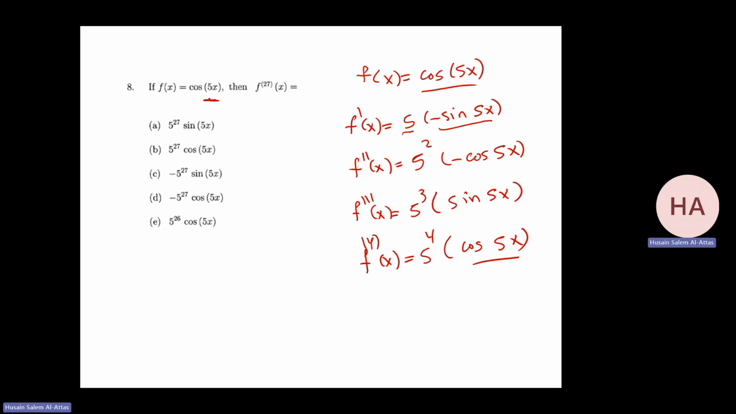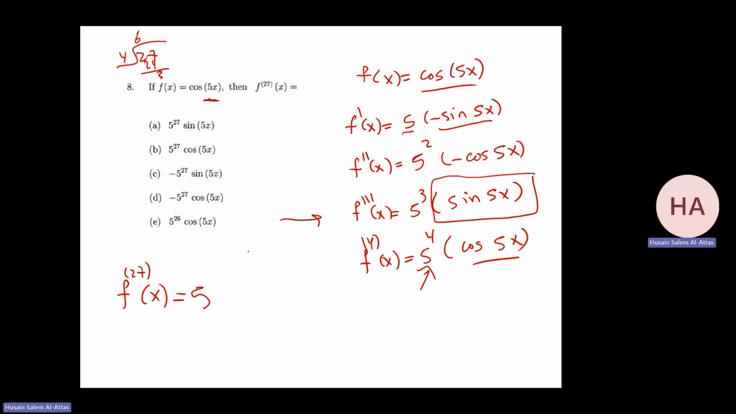Now this repeats itself. Don't forget I have a power. I have a number. Now what I want, the 27. 27 over 4, it's 6, 24. So it's like the third one. So the 27th derivative at x will be what? The third as a function, but the power will be 5. The third, 5 to the power 3. So this is 5 to the power 27 times the function, which is sine 5x. That's what they want, and this is my answer.